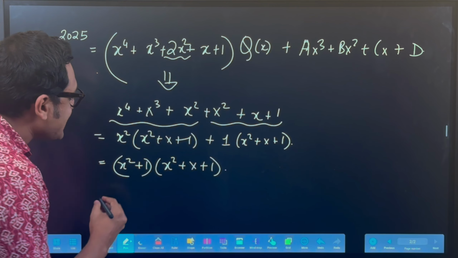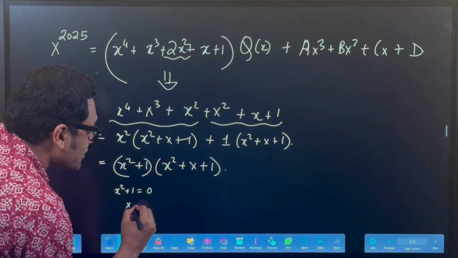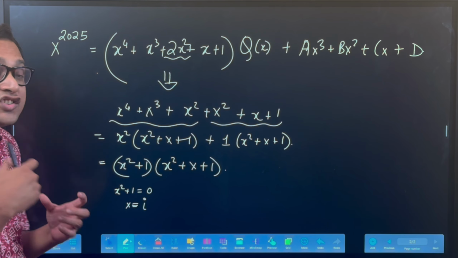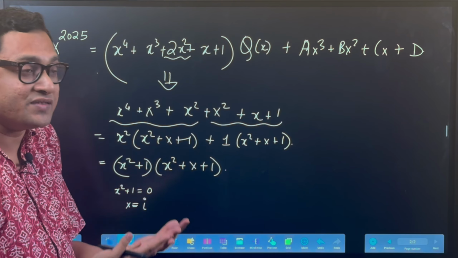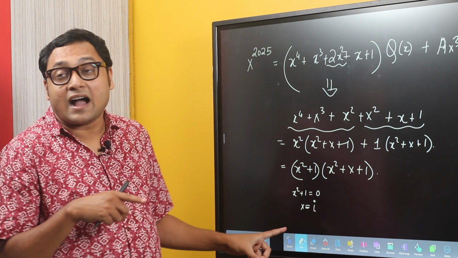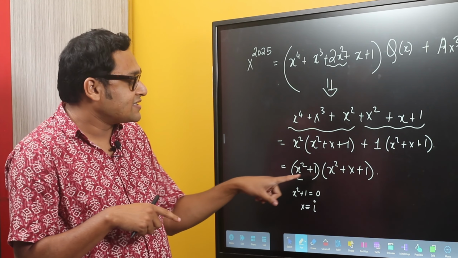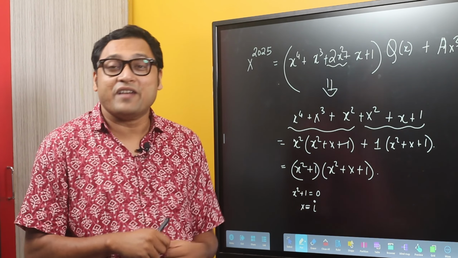So what makes x squared plus 1 zero? Well, x equals i, the imaginary number, because i squared equals -1. Maybe you have seen it in a complex number class. So x equals i is a root of x squared plus 1. The other part is also very interesting.